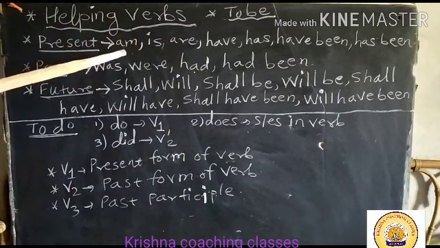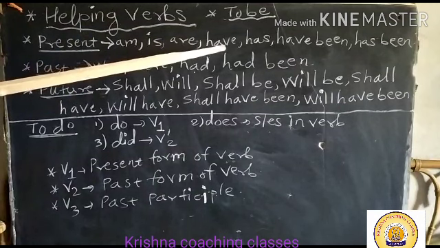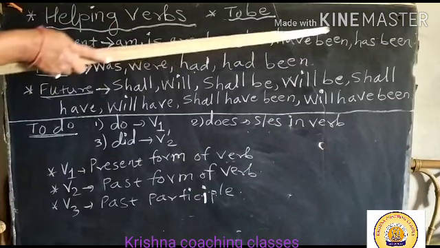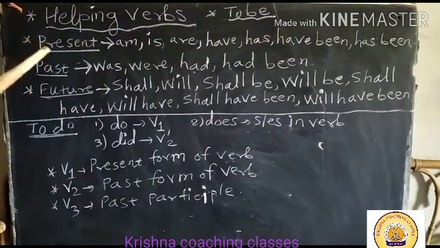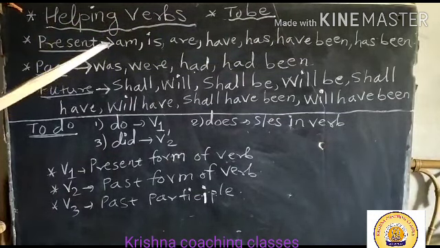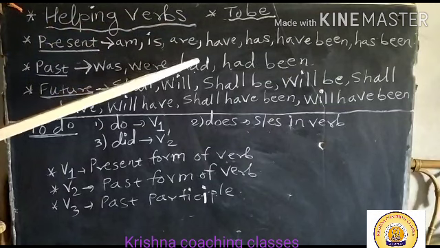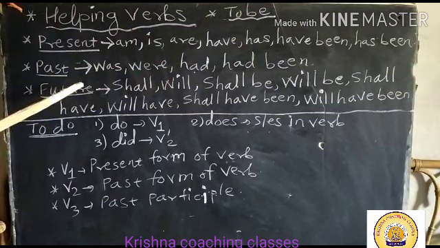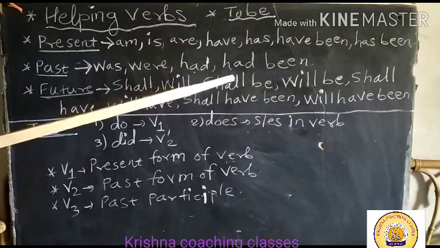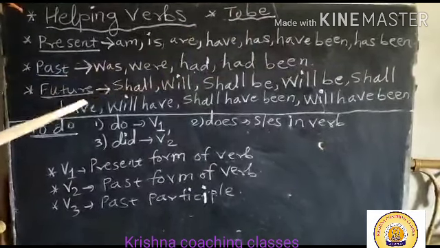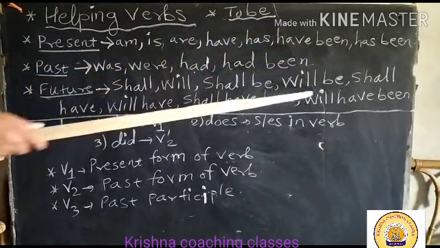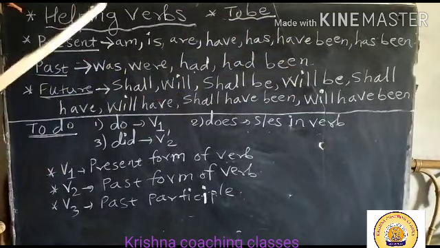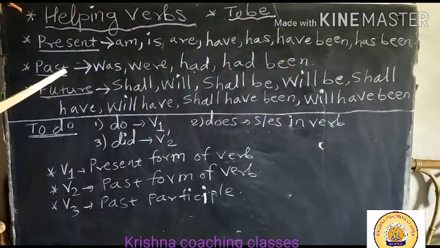So am, is, are, have, has, have been, has been, these are used in present tense. Then was, were, had been, these are used in past tense. Then shall, will, shall be, shall have been, will have been, these are basically used in future tense.